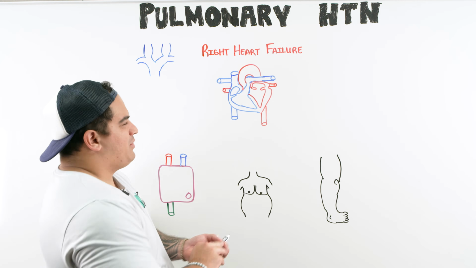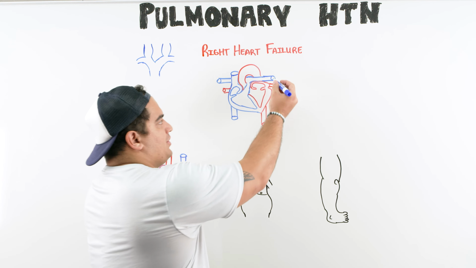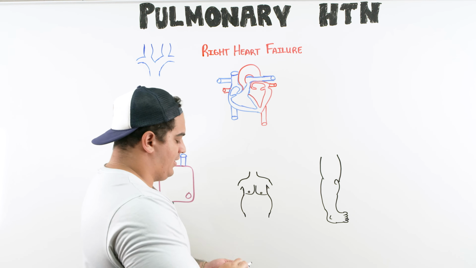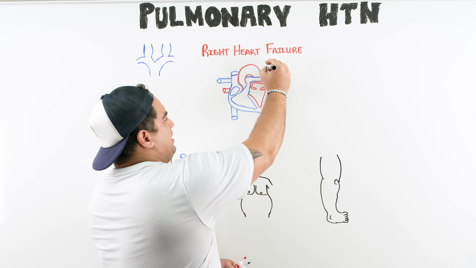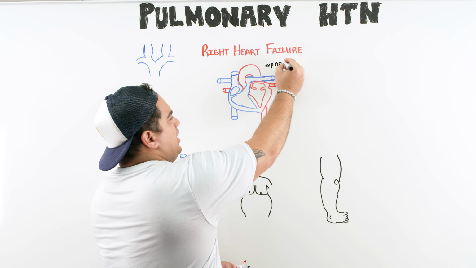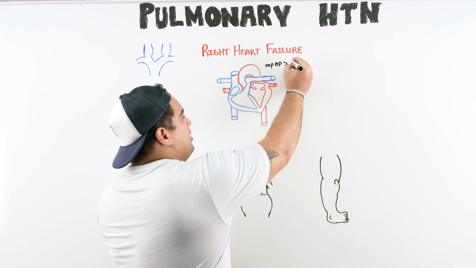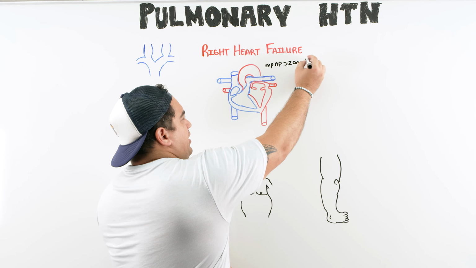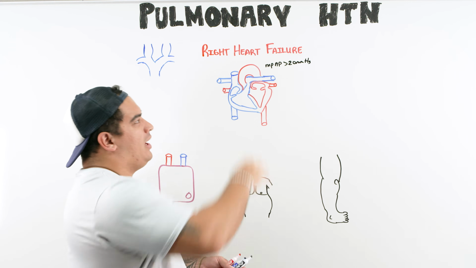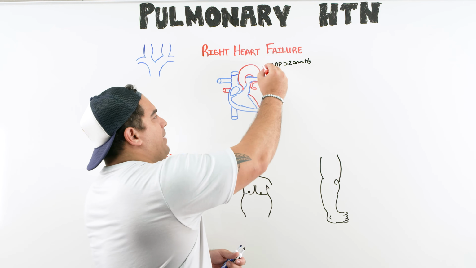So I think one of the best ways to think about this is that the pulmonary artery pressures are pretty high. So let's say these patients have mean pulmonary artery pressures of at least, some will say greater than 20, some will say greater than 25. Some of the newest literature says greater than 20 millimeters of mercury. Some will also say 25. But either way, mean pulmonary artery pressure is high.